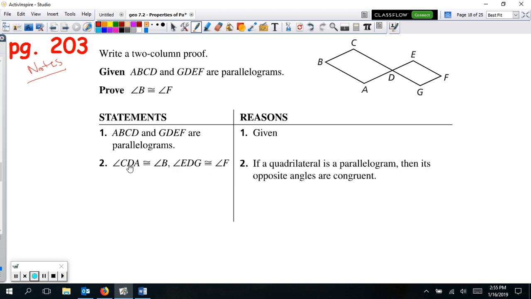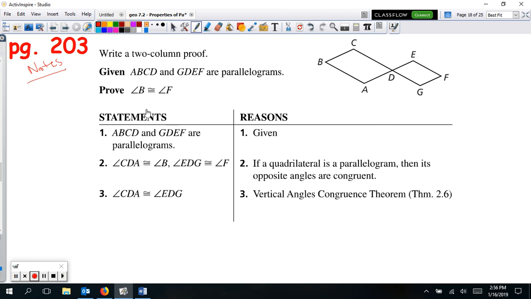So we can say that angle CDA is congruent to angle B, and angle EDG, that's this one here, is congruent to angle F. And that's because if a quadrilateral is a parallelogram, then its opposite angles are congruent. That's what I was just talking about. Okay, so now the next thing we want to look at for number 3 is that angle CDA is congruent to angle EDG because of the vertical angles congruence theorem. Okay, we learned that all the way back, I believe, in chapter 1 for vertical angles. So that's what I just said here. These are vertical angles, so they're congruent as well.